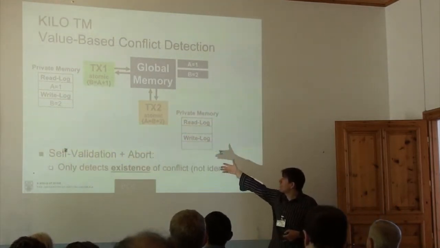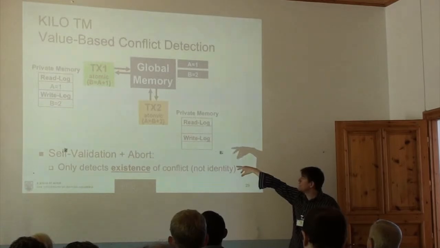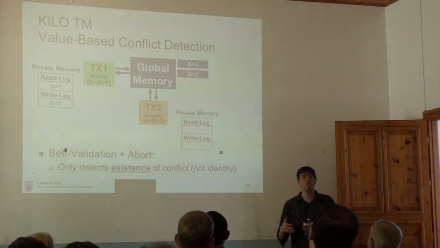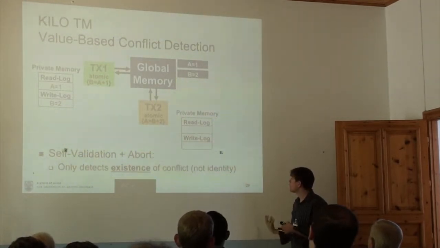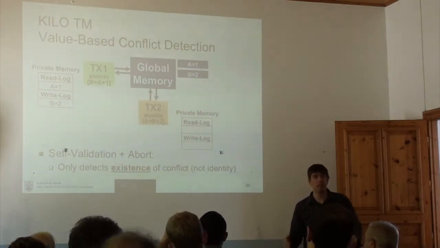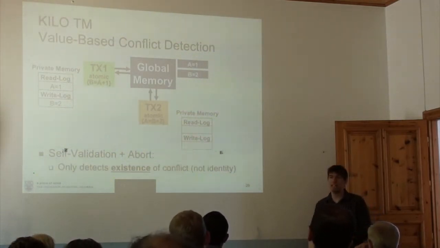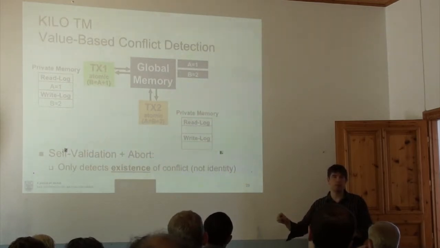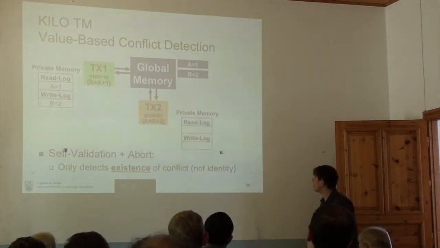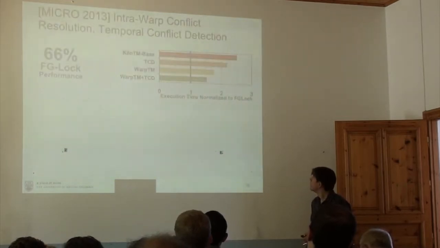So the great thing here is because we're only detecting the existence of a conflict instead of who we conflict with, we're much more scalable. Existing transactional memory proposals, most of them, for hardware at least, not only detected that you had a conflict, but exactly who you conflicted with. And if you have 30,000 threads, knowing that is really a tall order. It has a lot of overhead.